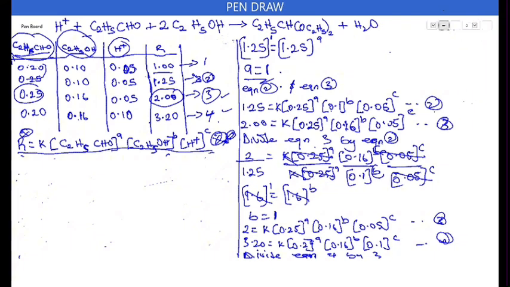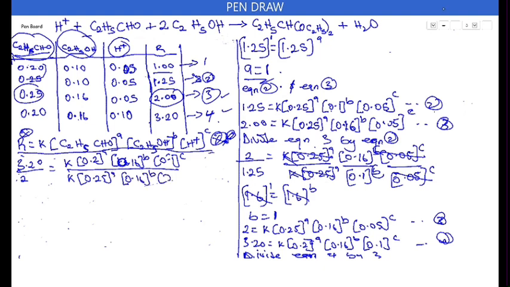Using 3, if I divide equation 4 by equation 3, we are going to have 3.20 divided by 2 equal to k open bracket 0.2 raised to power a, followed by 0.16 raised to power b, 0.1 raised to power c, all divided by k, 0.25 raised to power a, followed by 0.16 raised to power b, and then 0.05 raised to power c.